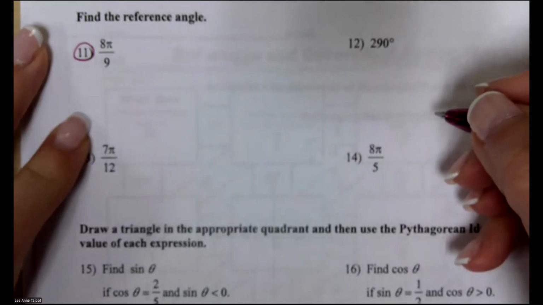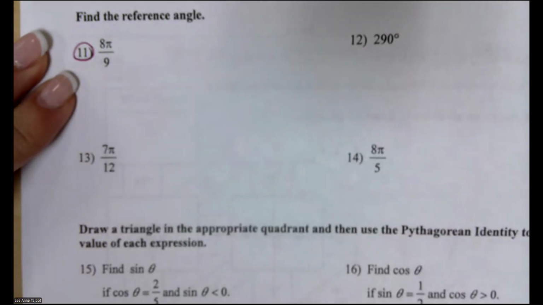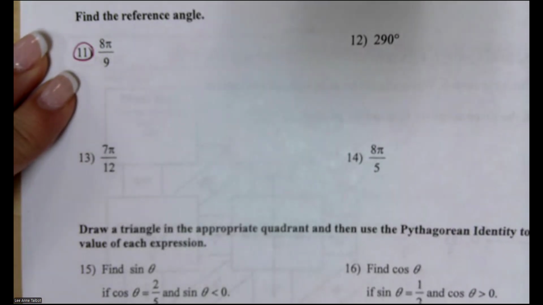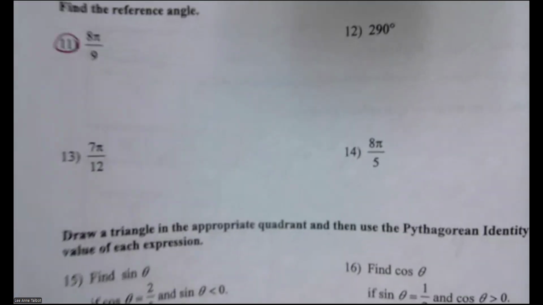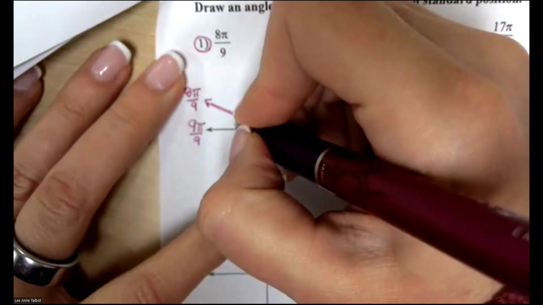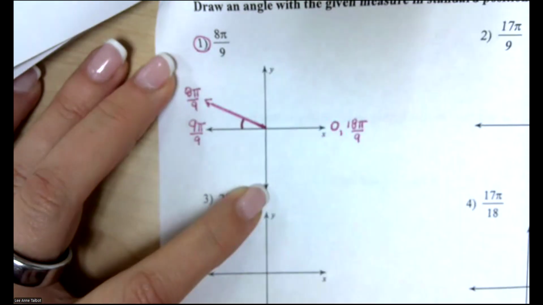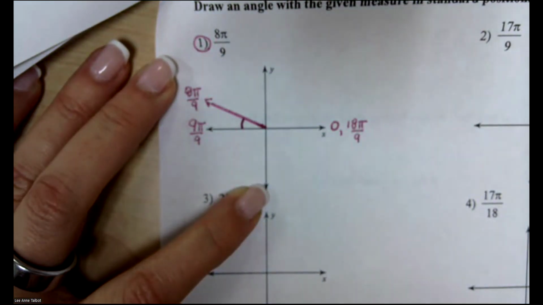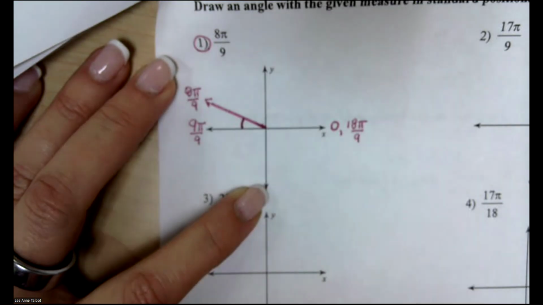Find the reference angle. Okay, so I sort of cheated by picking number 11. Does anybody know why I picked number 11? We already had the sketch number 1. I'm lazy. I'm a lazy gal. Okay, so we're going to flip back to number 1. And it's really important that you mark this as your reference angle. Reference angle is always to the x-axis. It's inside the bow tie.